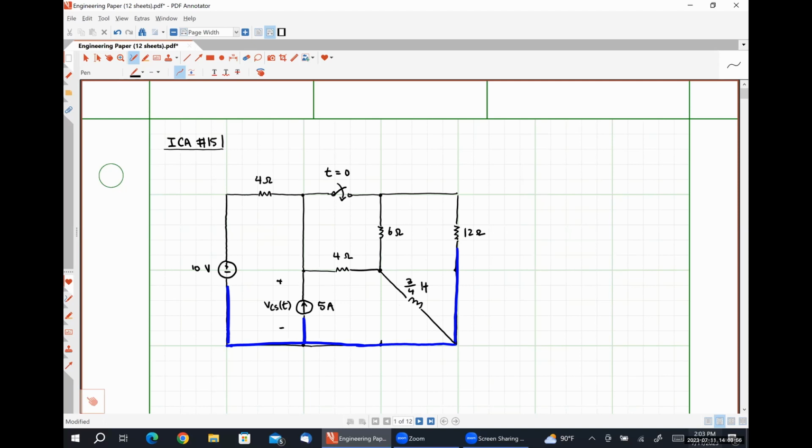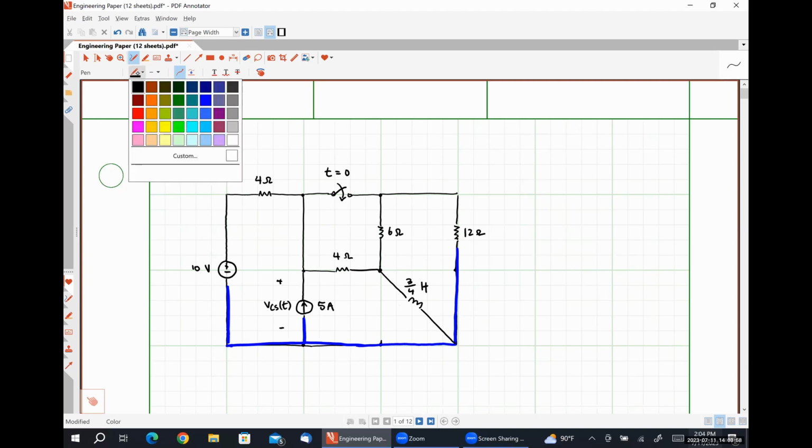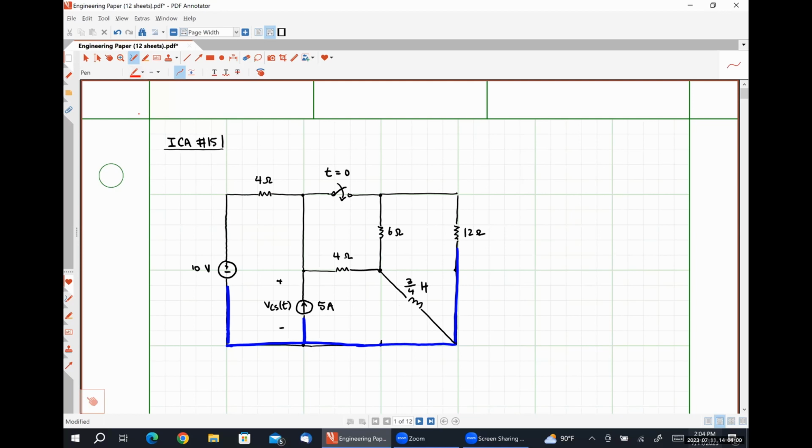And while we are not explicitly asked for it, we are going to need to pay attention to the inductor current at least at t equals 0 minus in order to solve this circuit. So I'm just going to call this iL(t) like so. And now we've simplified the circuit as much as we can before we actually start our analysis here.